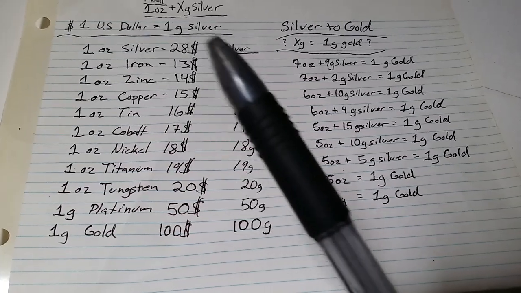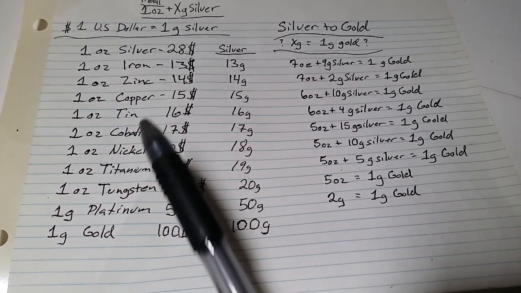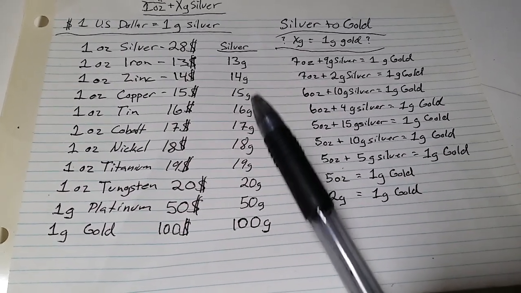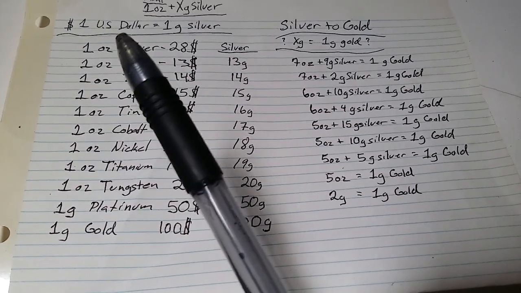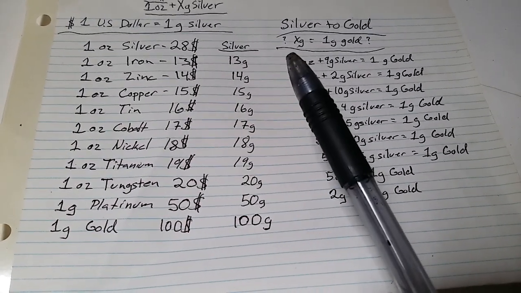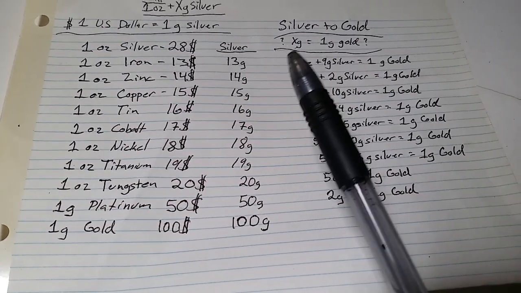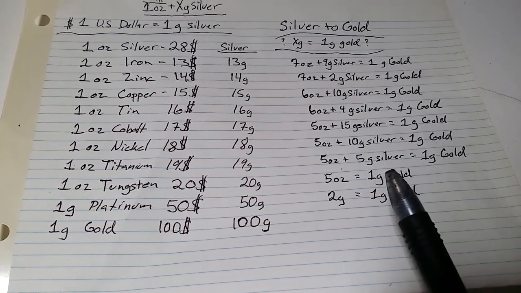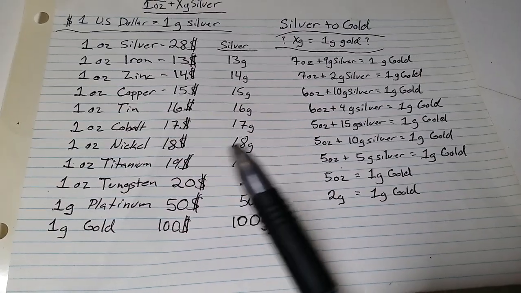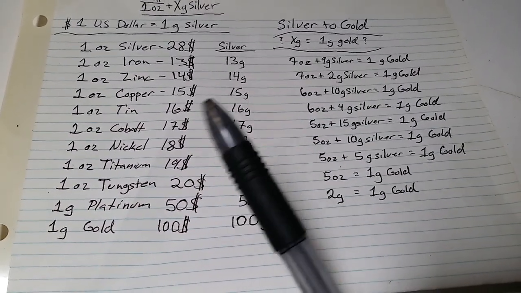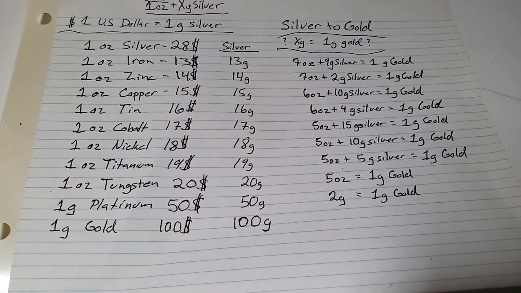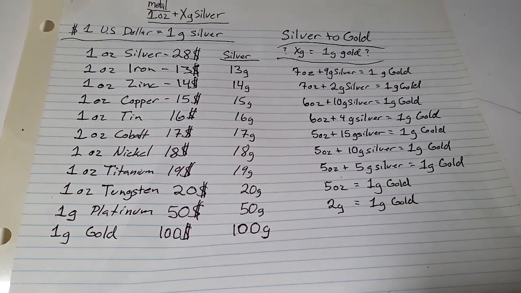And so the system is how you would use ounces of these metals priced in grams of silver, however much a gram of silver is worth in Federal Reserve notes, and then you would convert 1 gram of gold into the value of all these other metals using however many grams of silver equals 1 gram of gold. So it's a little complicated, but it makes sense to me.